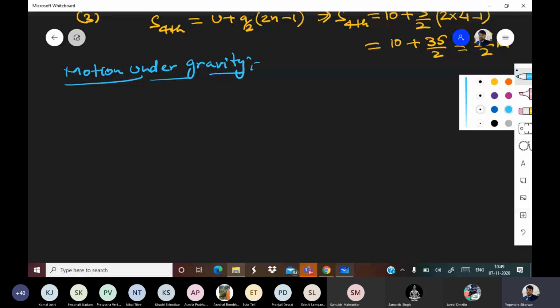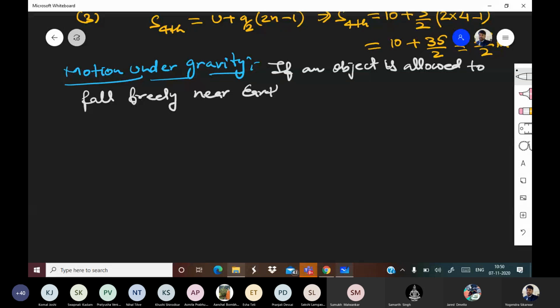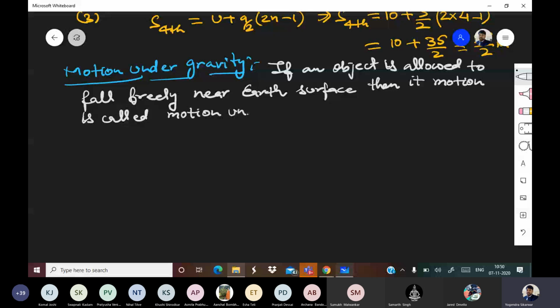So let us first write the definition, then we'll talk further. So if an object is allowed to fall freely near Earth's surface, then its motion is called motion under gravity.